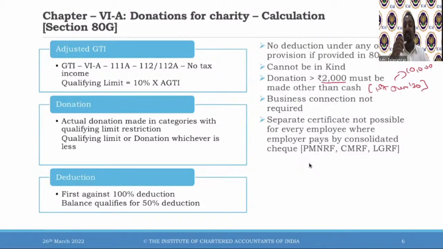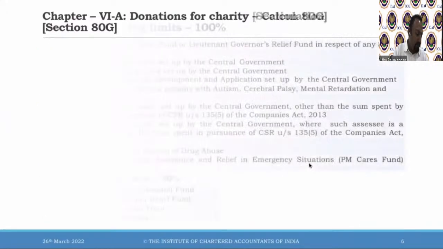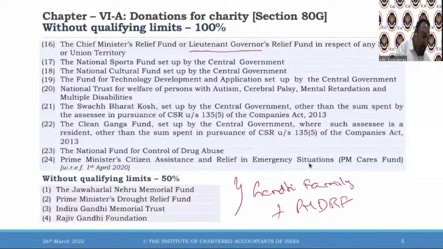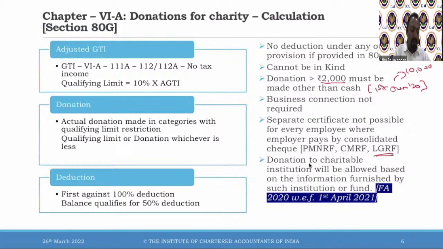And in cases like this PM Care Fund or Chief Minister Relief Fund or this Lieutenant Governor Relief Fund. So what is this LGRF? So don't confuse, it is Lieutenant Governor. I've already given this list here. So this is what is called as LGRF. So don't confuse beyond a point. For all these funds, what typically happens is the employer will collect on behalf of the employee. Let's say I'm working in Infosys. Infosys will collect money from me.